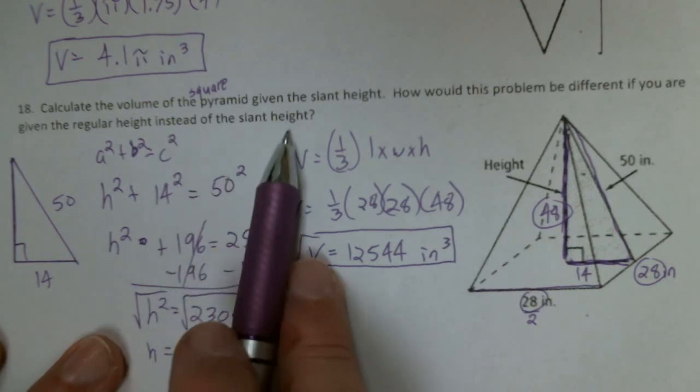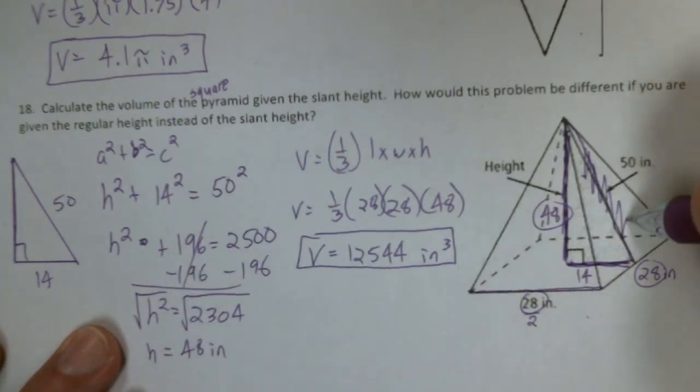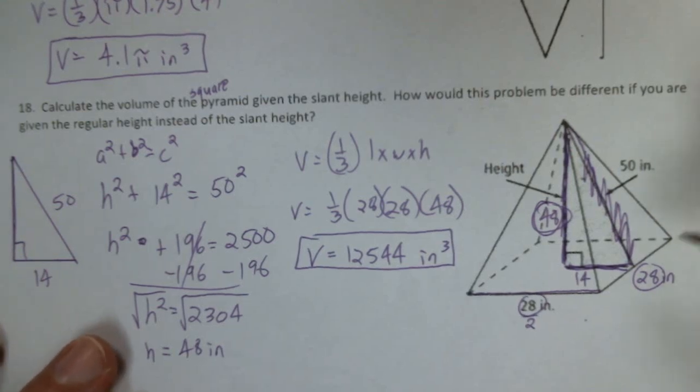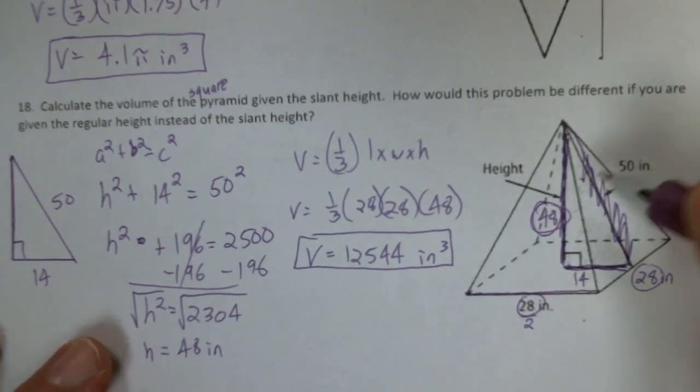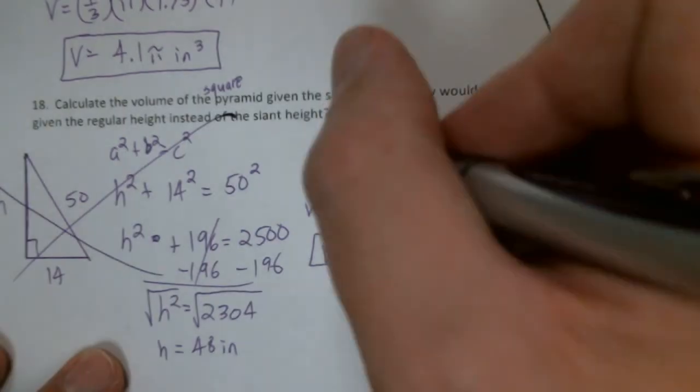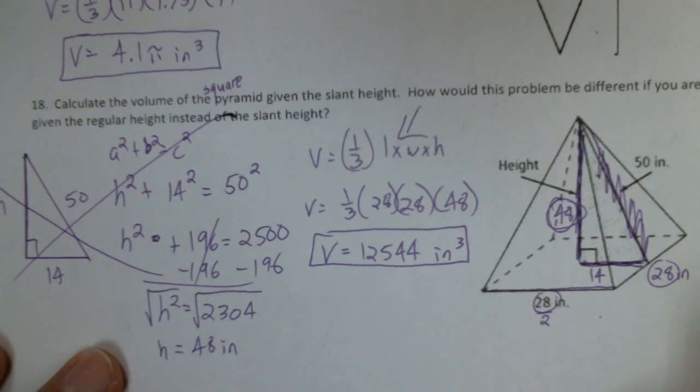Okay, the second part of the question said, how would this problem be different if you're given the regular height instead of the slant height? So let's say they didn't give us this. If they just come right out of the gate and give me that height, then the answer to that part of the question is quite easy. I don't need Pythagorean theorem. I wouldn't need any of that. I would just simply plug my length, width, and height right into my volume formula and calculate the volume like a normal pyramid.